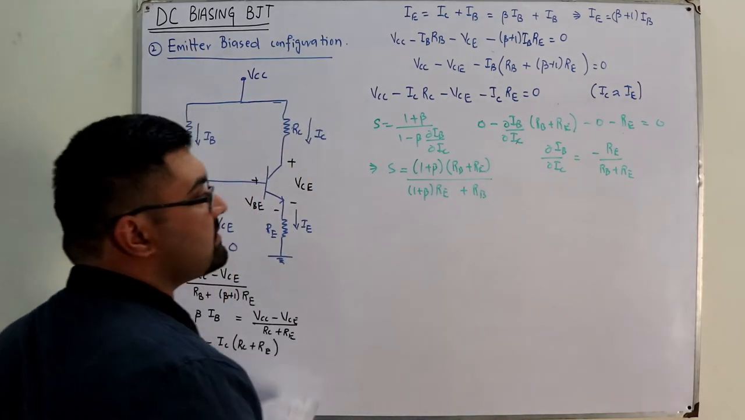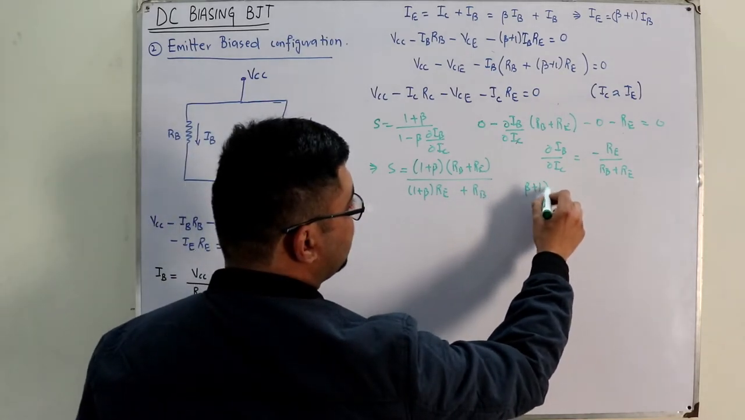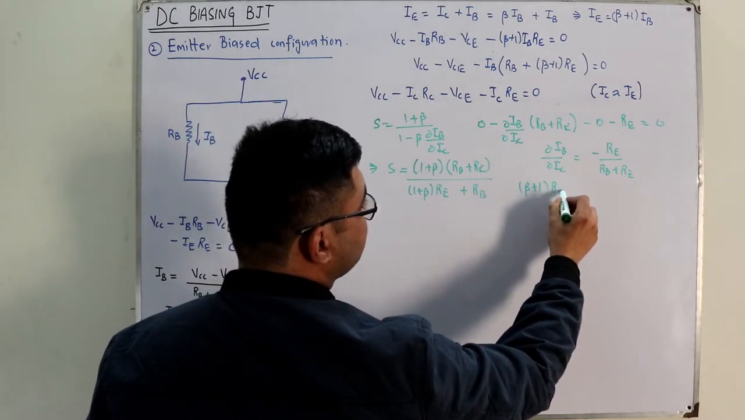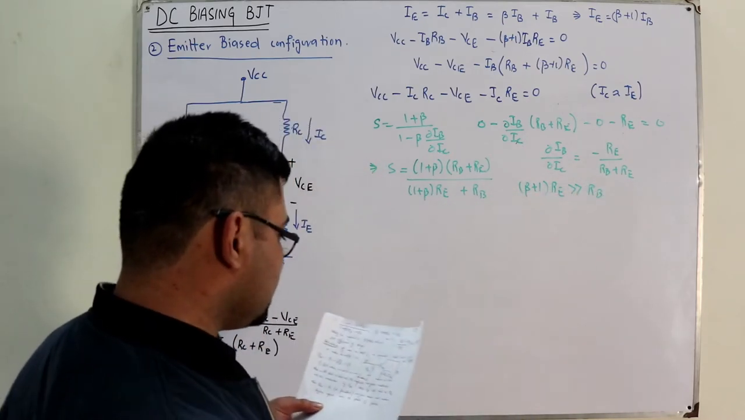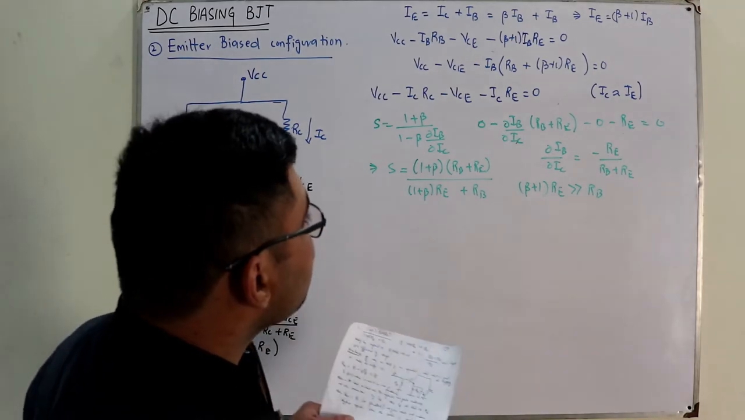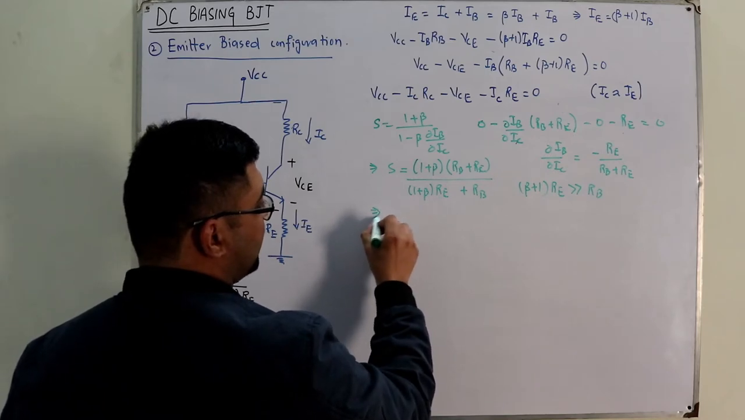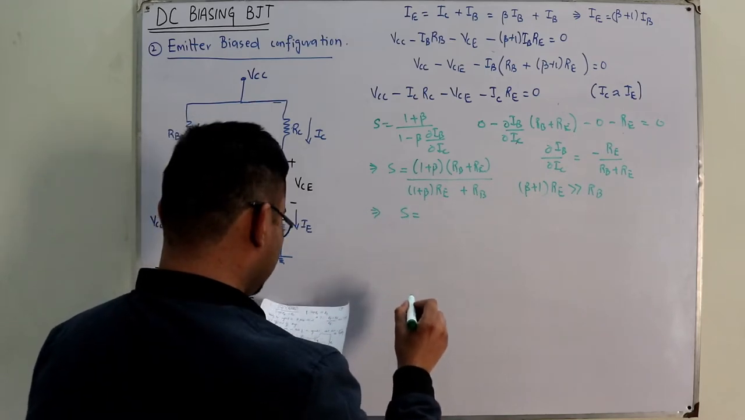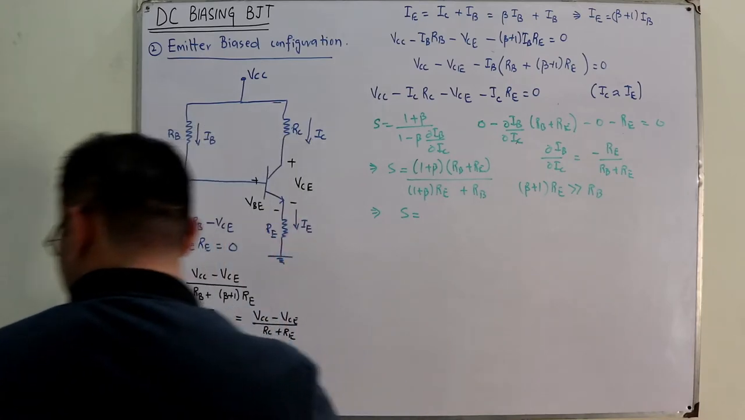Beta plus 1 times RE would be far greater than RB. So this RB term could be neglected, right? And if this is neglected, beta plus 1 would cancel out with beta plus 1. This implies that you have got the value of sensitivity as RB plus RE.